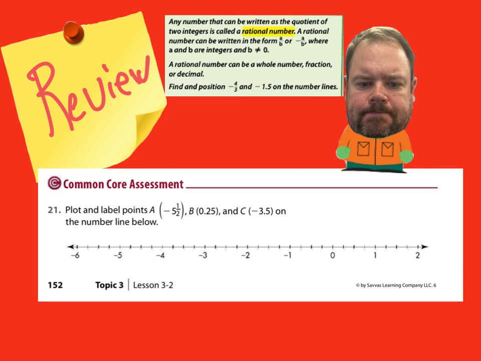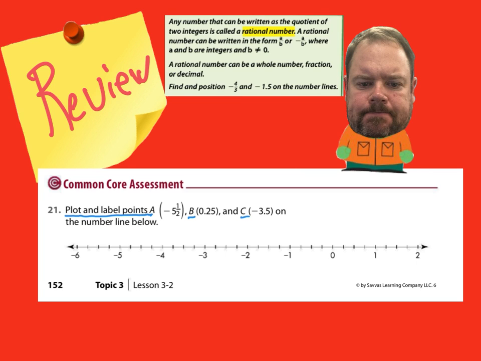All right, so we're going to start on page 152, and we're going to plot and label the points A, B, and C on this number line below. So looking at point A, it is negative 5.5. So that tells me it's halfway between negative 5 and negative 6. But first, let's look at this number line and analyze it.